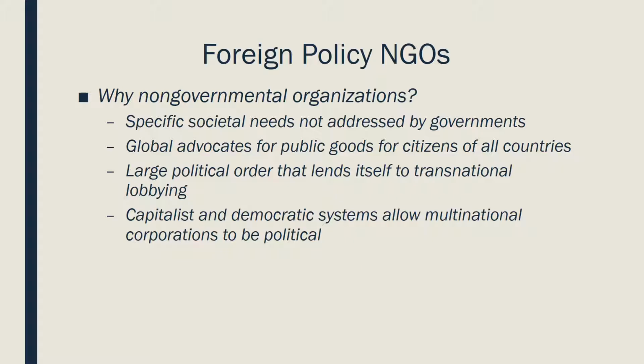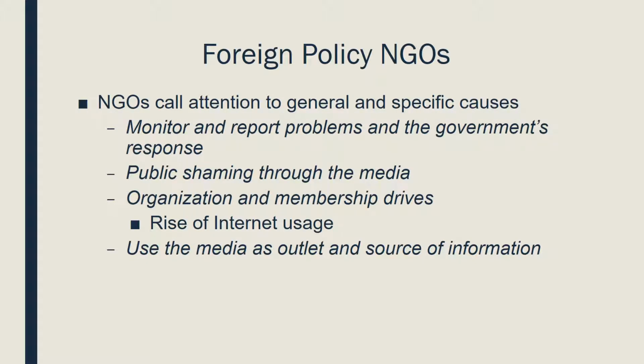Oftentimes, and this goes along with our earlier lecture, NGOs are going to be more influential in a democratic and capitalist system that allows them to have the freedom of assembly. This also allows multinational corporations to be more political. As I said earlier, where they are really influential is where they can raise attention to specific issues. So they pay attention to the goings-on in the world. They monitor and report problems back to governments. They attempt to lobby governments to change these problems or at least address them.